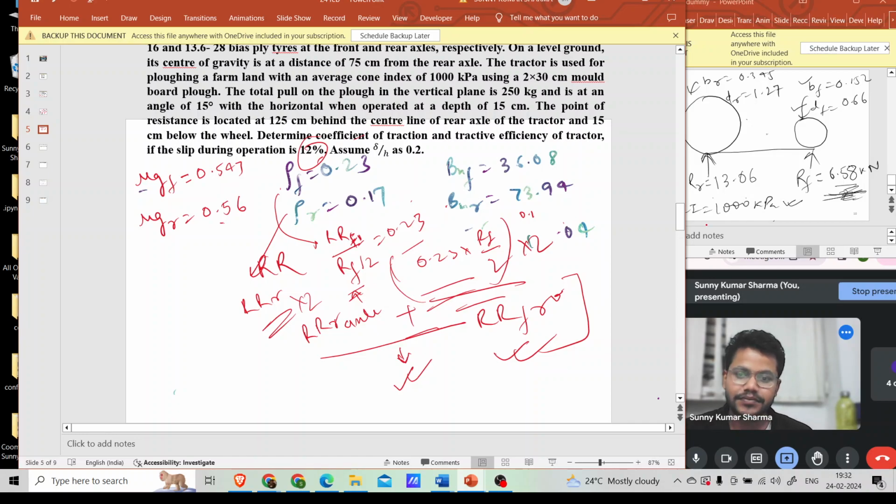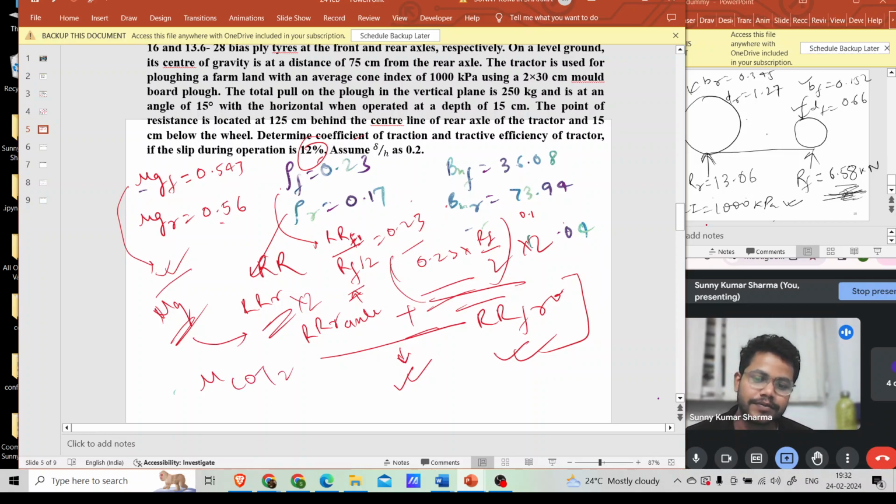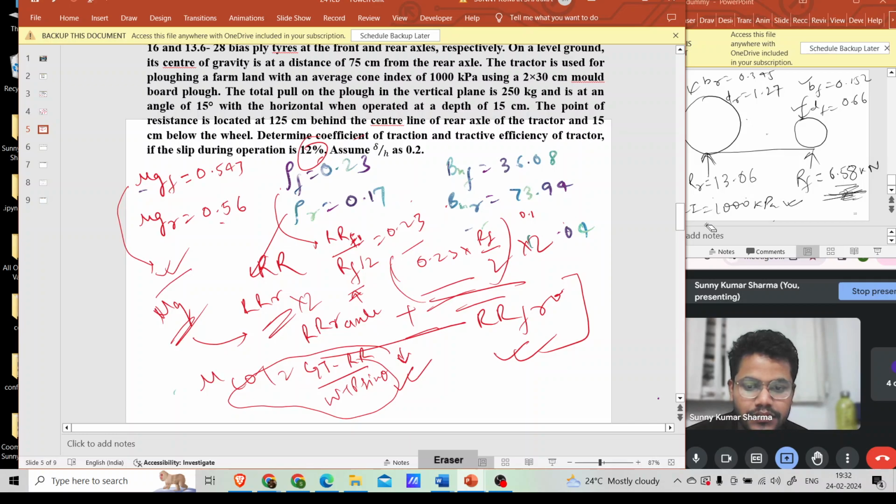The same way you will do it for the gross traction force. Then this will give you mu g for the tractor. If you want the coefficient of traction from there, you can also do that. Coefficient of traction will be gross thrust minus rolling resistance for the whole tractor, divided by the dynamic weight on the tractor, which is W plus P sin theta. This will become more lengthy. Did you get the concept? This is a very lengthy problem.